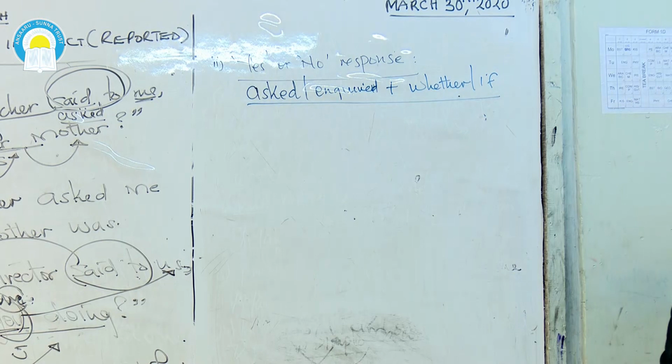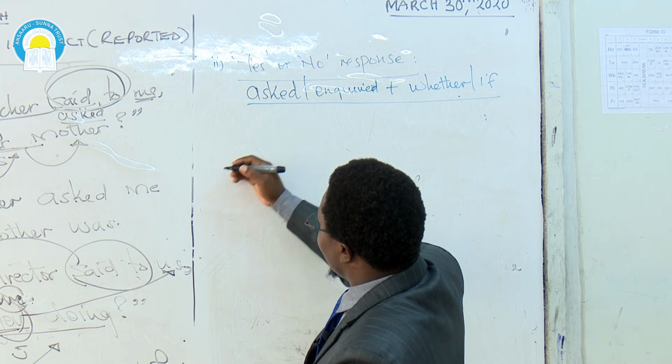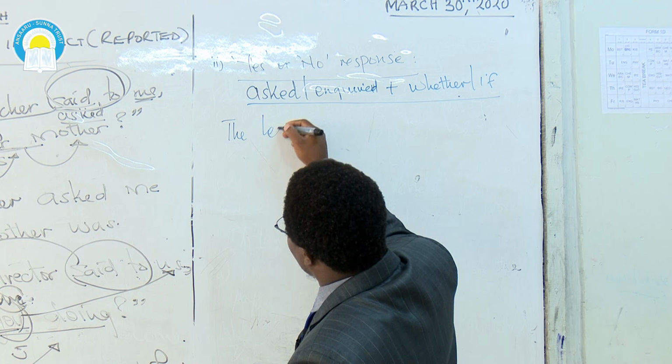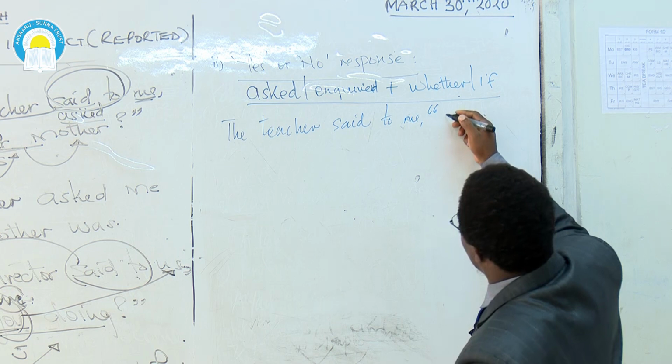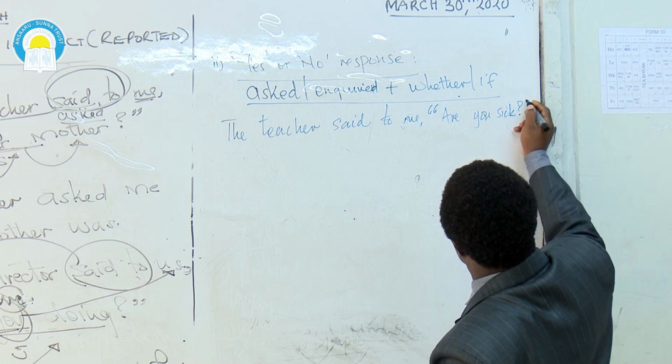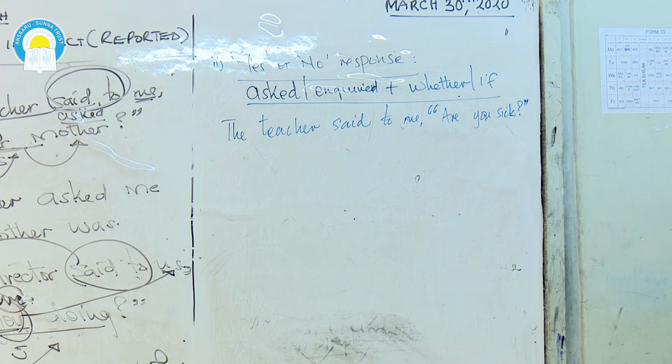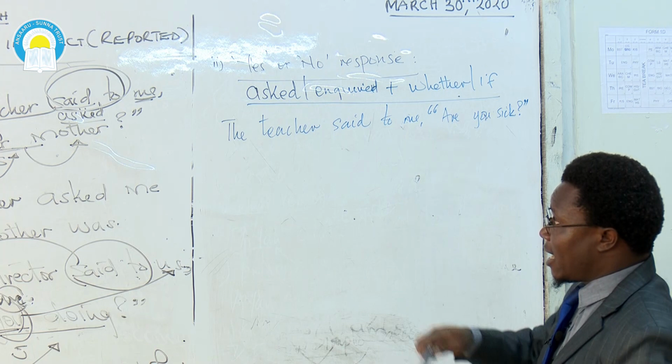Consider this sentence, viewers. For example, the teacher said to me, are you sick? The teacher said to me, are you sick? If I'm sick, automatically I would say, yes, I am. And the vice versa is true. So this sentence is demanding either a yes response or a no response.